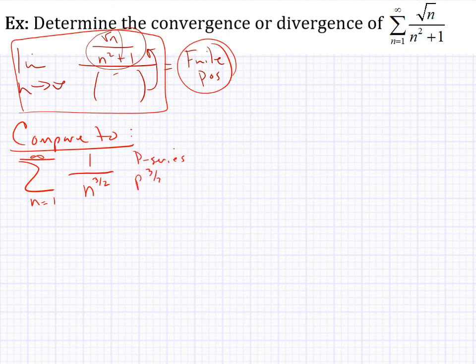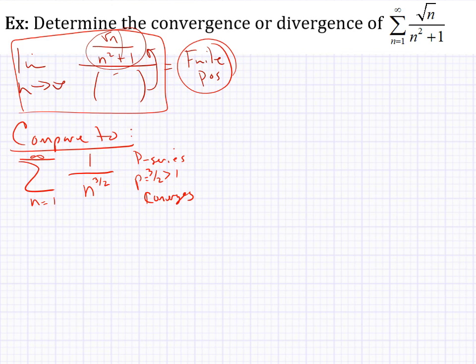P is 3 halves. That's bigger than 1. When it's bigger than 1, it converges. So you've got to remember this information about p series and geometric series, etc. Oftentimes we try to compare it to either p series or geometric series because those are really easy series to know what happens to them. R greater than or less than 1 for geometric series, p greater than or less than or equal to 1 for p series. You know exactly what's going to happen. So we try to use either of those.